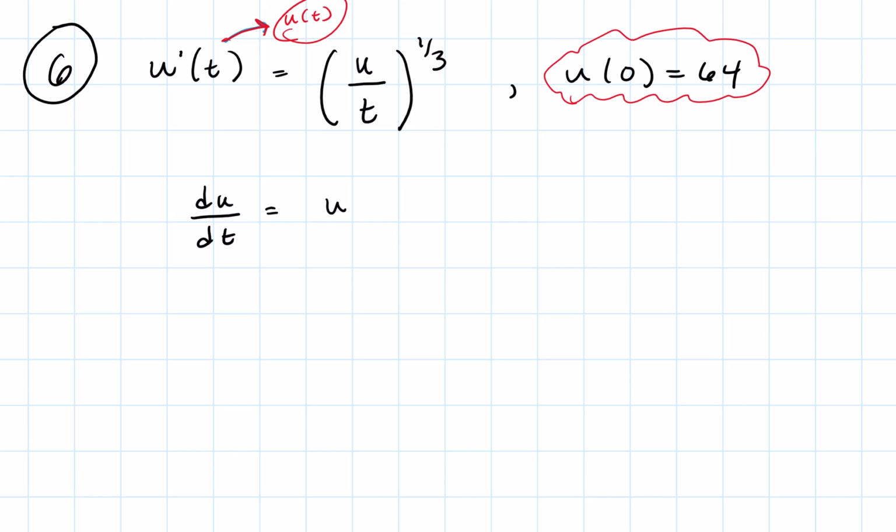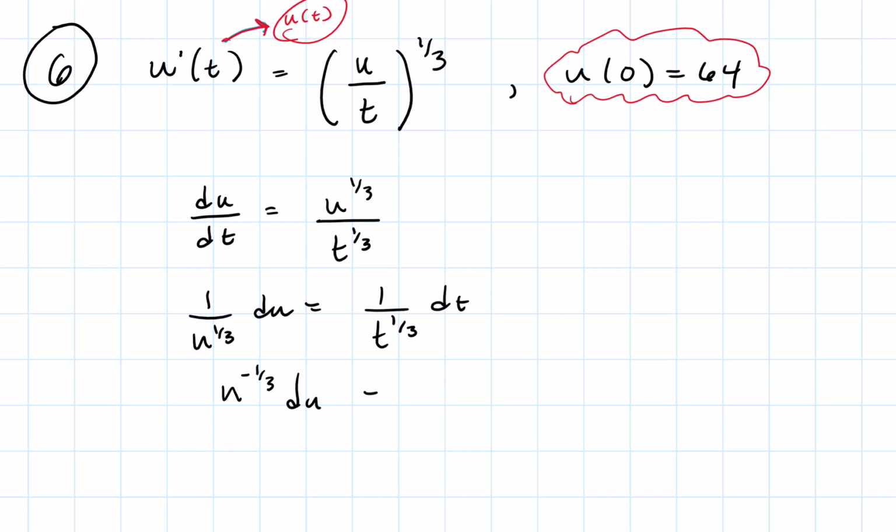And at the same time, because I know I want to separate this, I'm thinking, can I separate this? And yes, I could definitely separate this differential equation into a function of u over a function of t. I can separate the u's and the t's into two functions. And so doing so, I'm going to divide both sides by u to the 1/3. So I get 1 over u to the 1/3 du. I'm also going to separate the differential, 1 over t to the 1/3 dt. And I'm going to write that as u to the minus 1/3 du and t to the minus 1/3 dt.